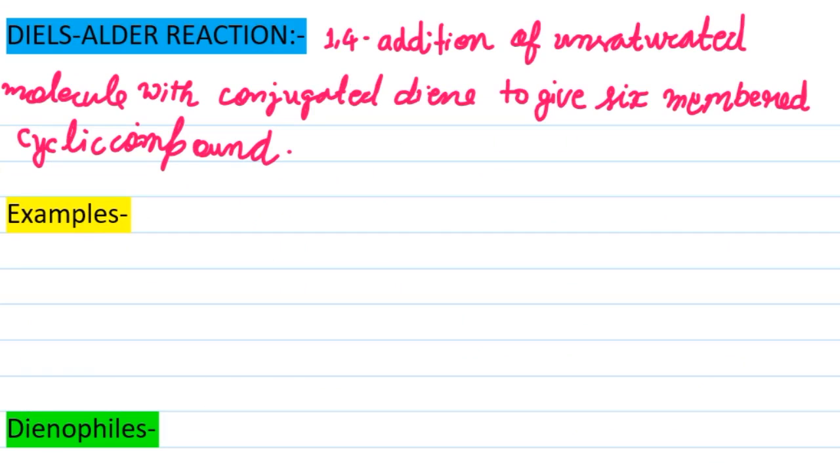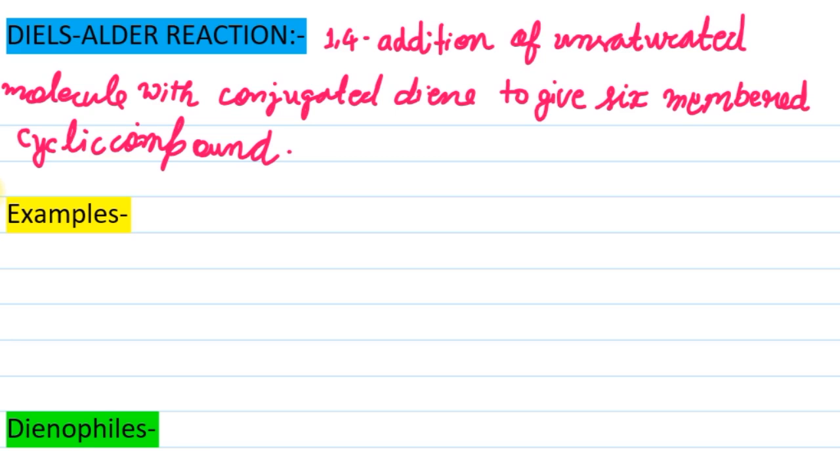In this video I am going to discuss another name reaction named the Diels-Alder reaction. The Diels-Alder reaction is the 1,4 addition of an unsaturated molecule, the dienophile, with a conjugated diene to give a 6-membered cyclic product. This reaction is known as the Diels-Alder reaction.